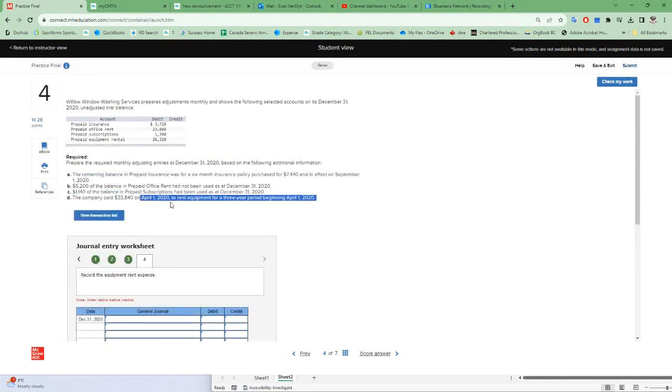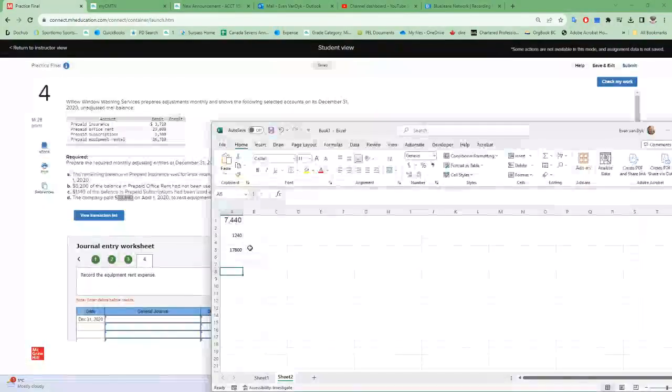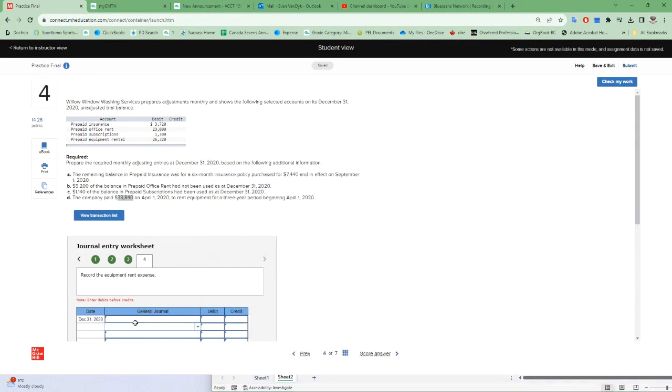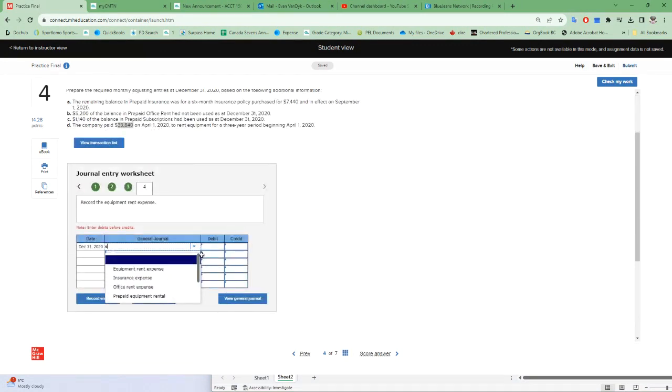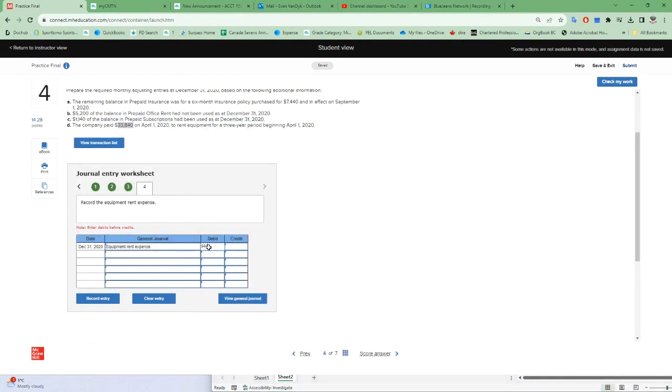And we've got a depreciation. This is prepaid equipment rental, so every month. This is for 3 years, so it's 36 months total. 33840 divided by 36 is 940 a month that we're going to expense to our equipment rental expense. Say 940. Reduce our prepaid.